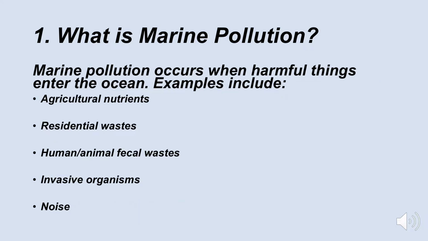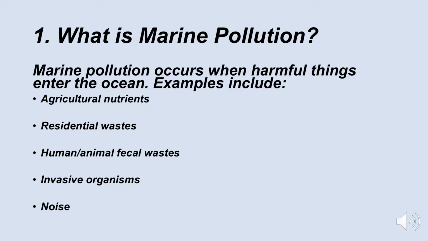Agricultural nutrients, things we apply to farms, such as nitrogen, can run off the farm, enter a river, and the rivers enter the ocean. Residential wastes, human and animal wastes, eventually get to the oceans. Invasive organisms, noise, all sorts of types of pollution in the oceans that we probably need to pay more attention to.